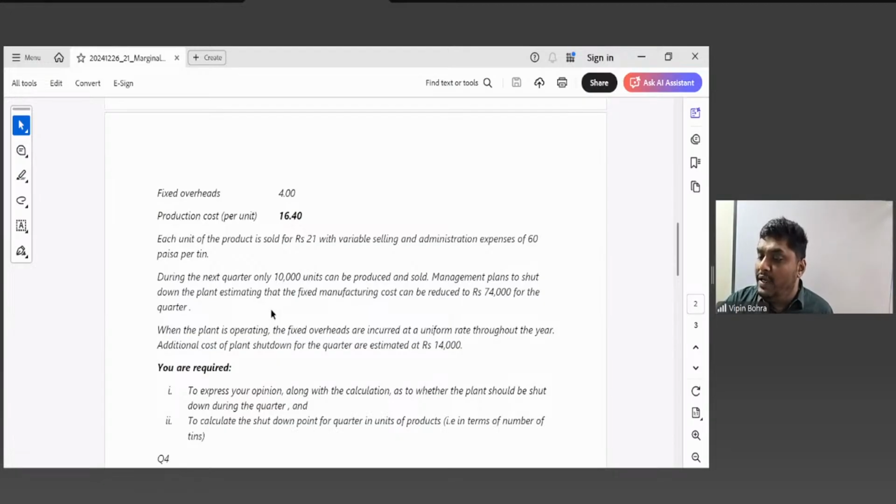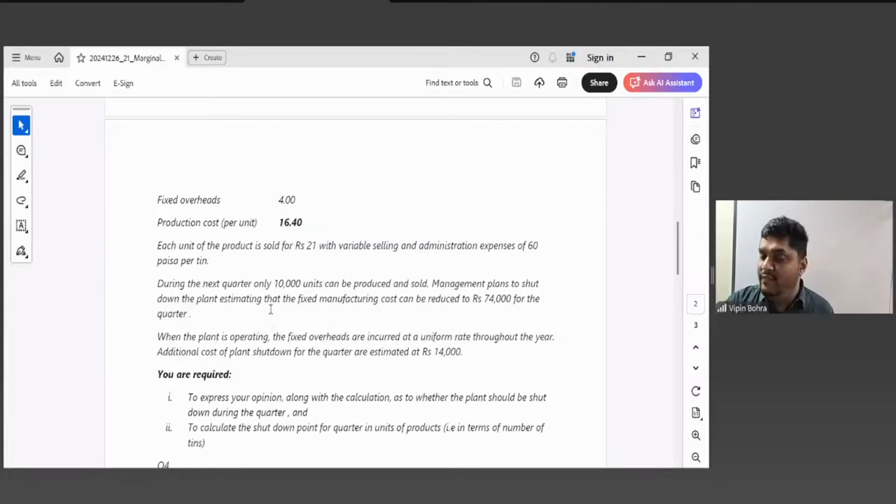You are required to express your opinion along with calculation as to whether the plant should be shut down during the quarter or not. And the second part, to calculate the shutdown point for the quarter in units of product in terms of number of tins. So I request you guys to post your answer on the first part, whether the plant should be shut down or not, and what is the loss if there is any. Waiting for your answers.